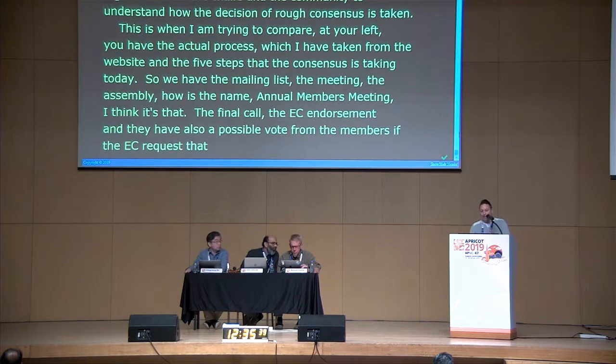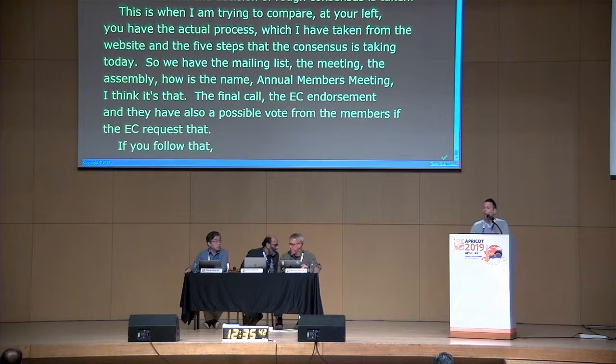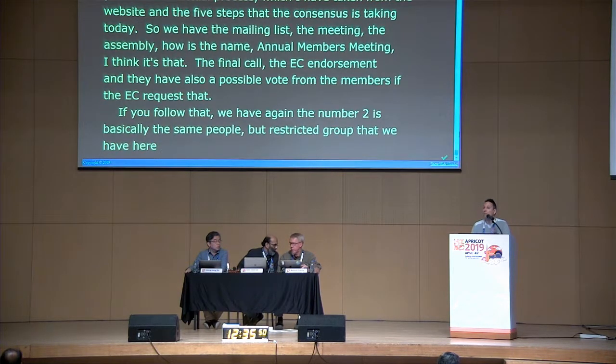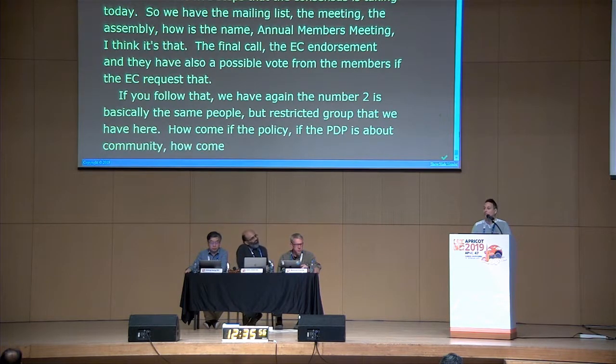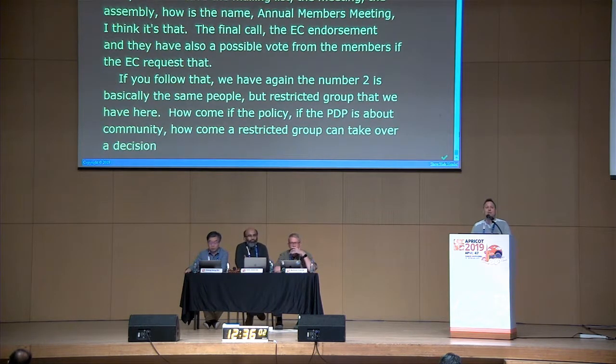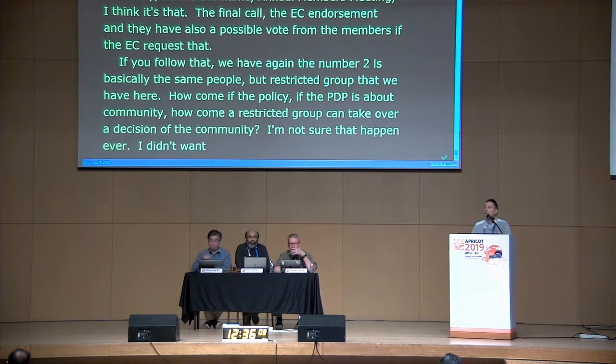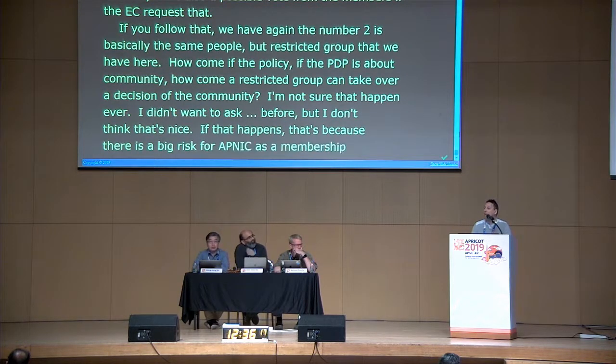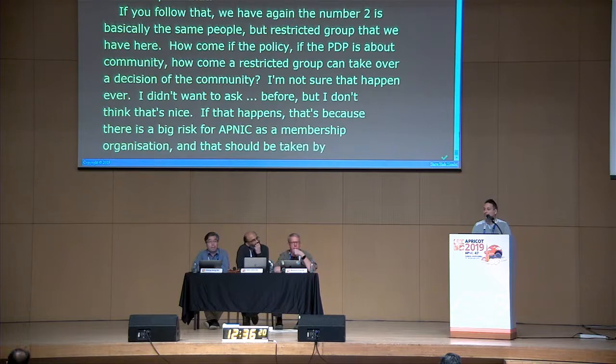So if you follow that, we have, again, the number 2 is basically the same people, but a restricted group. How come, if the PDP is about community, a restricted group can take over a decision of the community? I'm not sure that ever happened. I didn't wonder to ask the Secretariat before, but I don't think that's nice. If that happens, it's because there is a big risk for APNIC as a membership organization, and that should be taken by the AC. Okay?